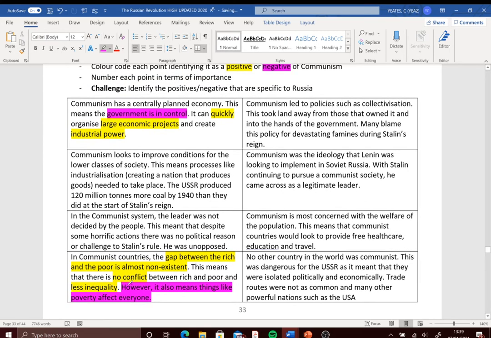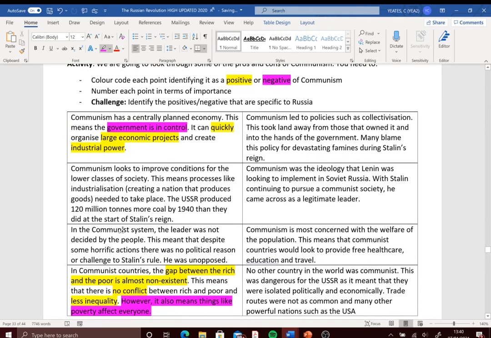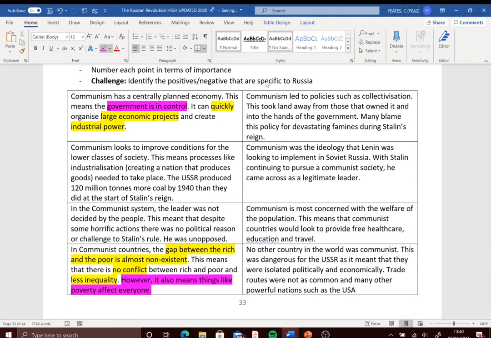So what I want you to do is form an informed opinion based on the evidence. So not only are you going to color code positive and negative, I also want you to number each of these points in terms of importance. So for instance, I might say, well, if we've got this gap between the rich and the poor and everyone's equal, I might consider that my most important. So I might label that number 1. And again, just by clicking and typing the number, you should be able to do that.